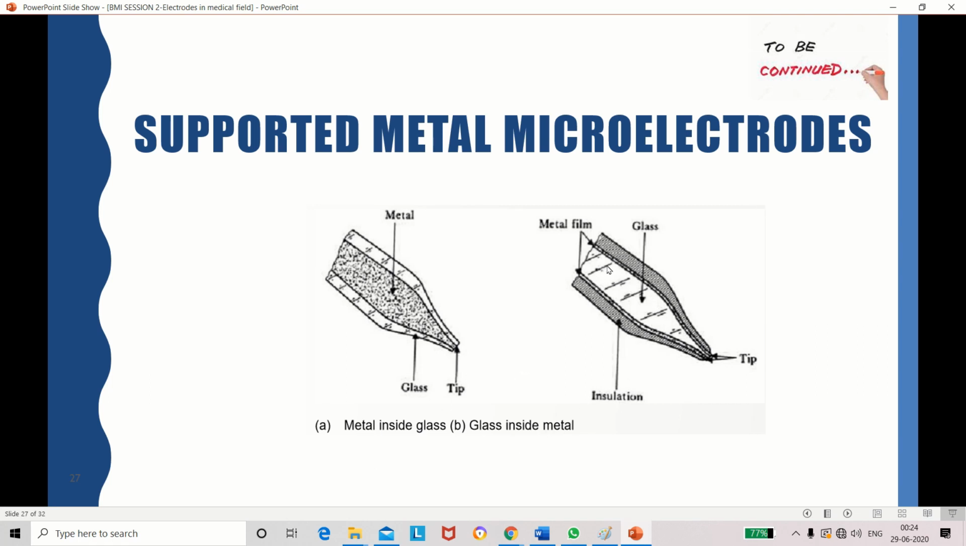Now see the second type, glass inside metal. Here it is filled with glass. Again it is coated with some metal film. Again it is insulated with insulating material. But we are not coating the tip with insulating material. Except this tip we have to coat the remaining places. Right? So this is called supported metal microelectrodes.